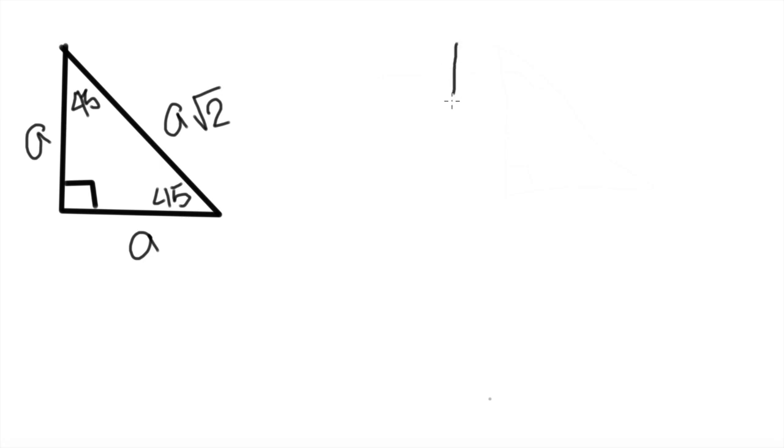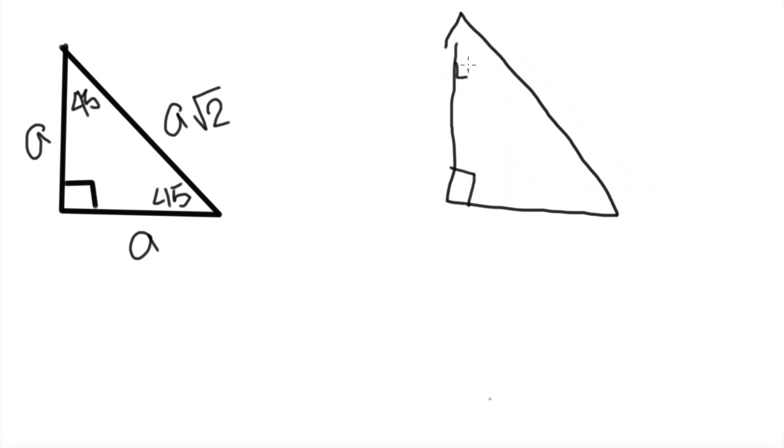This triangle comes from a proof using the Pythagorean Theorem. If I just draw our triangle here, it's a right triangle with two angles being 45. This is possible because 45 plus 45 plus 90 equals 180 degrees, and each triangle has to have a total of 180 degrees inside of it.